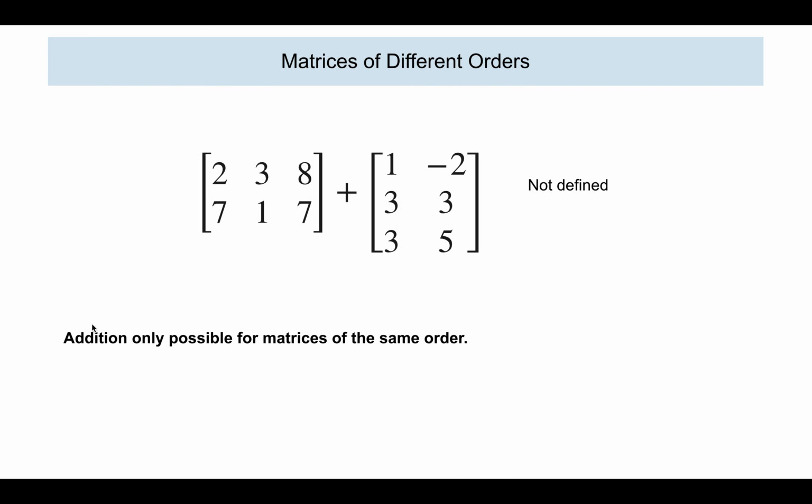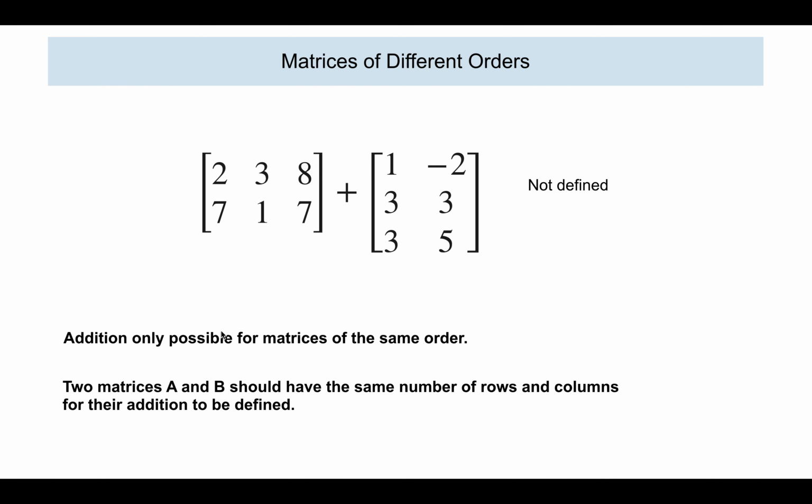Addition is only possible for matrices of the same order. The two matrices A and B should be such that they have the same number of rows and the same number of columns, right? And that does not mean that the matrices are square. I don't mean that A has to have the same number of rows as columns. I mean the number of rows in A should be the number of rows in B, and the number of columns in A should be the number of columns in B.